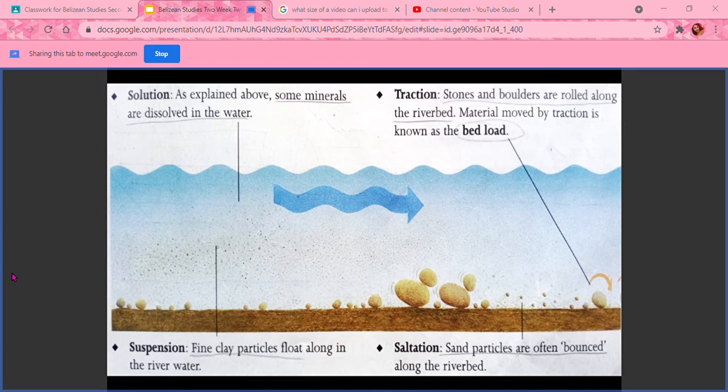And the last one is called saltation. That is when you have particles that are bouncing. In Spanish, jump is saltar, and that is where this word saltation comes from. It just means you have things that are jumping and jumping and jumping. They are too heavy to float, and too light to be rolled, so they are just jumping on the bed of the river. Anybody have any questions? No, miss. Okay.